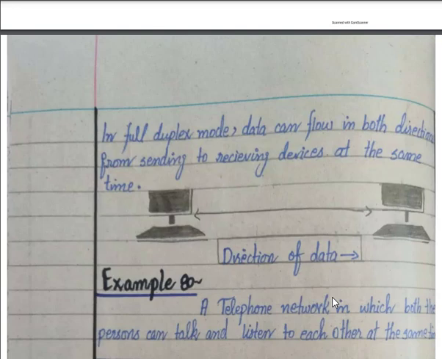The internet is also an example of half duplex transmission. You can search, then the browsers and different apps show the data. So the internet is also an example of half duplex mode.